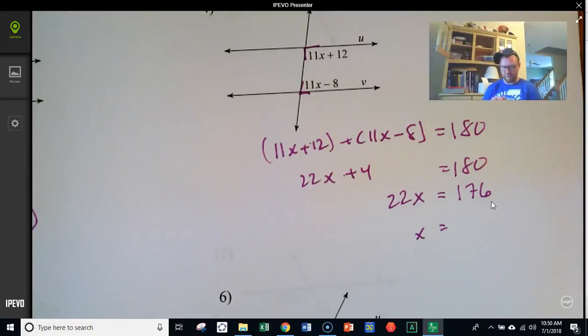176 divided by 22 is 8. There we go. X is 8.